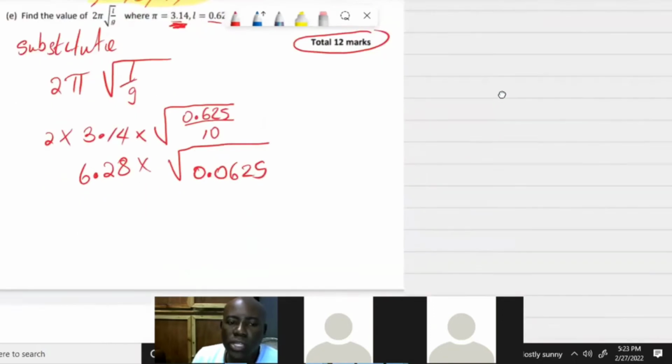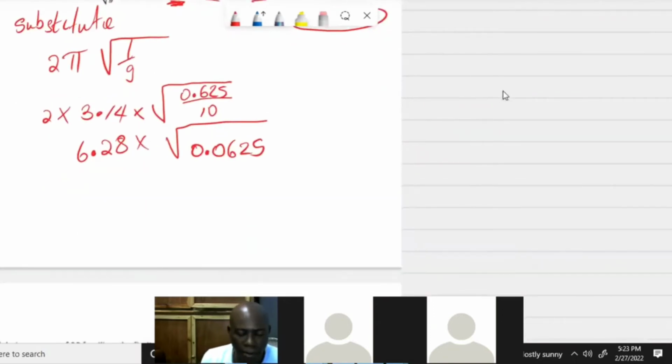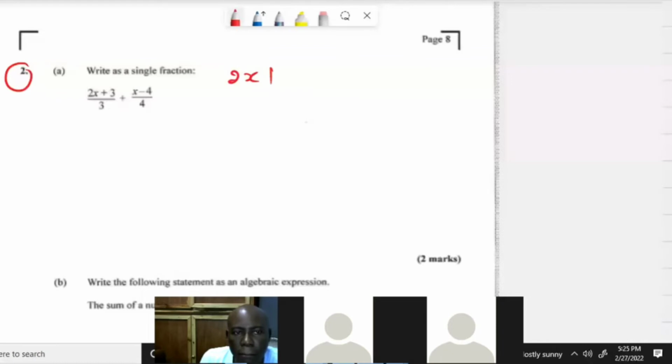Now, what we want to do is to carry out this final information. You can put all of this on your calculator. 6.28 times the square root of 0.0625, and you will get 1.57, and you're done.